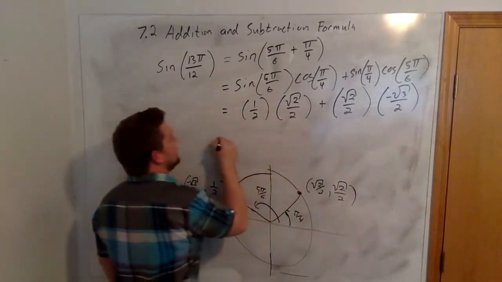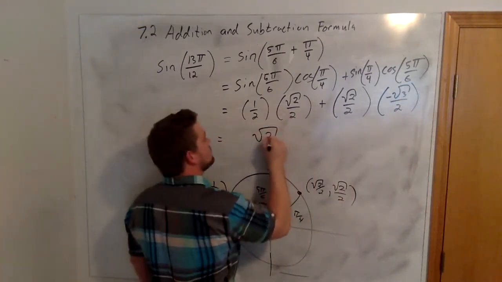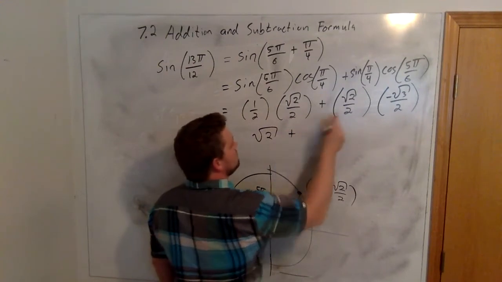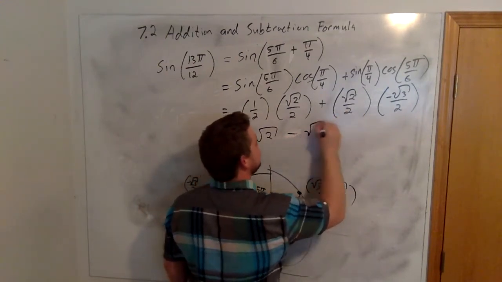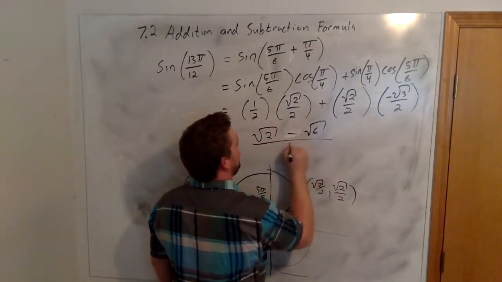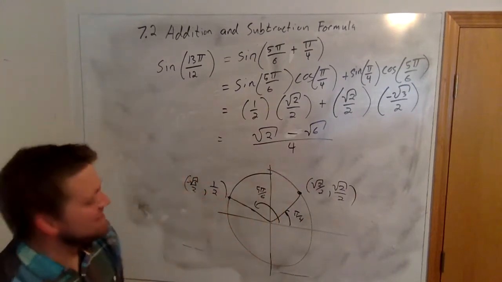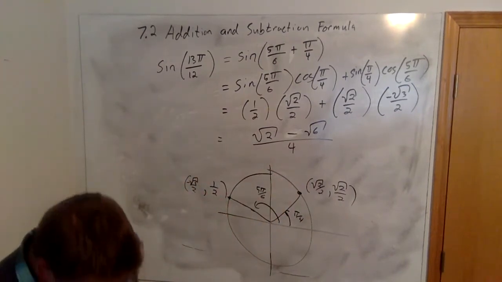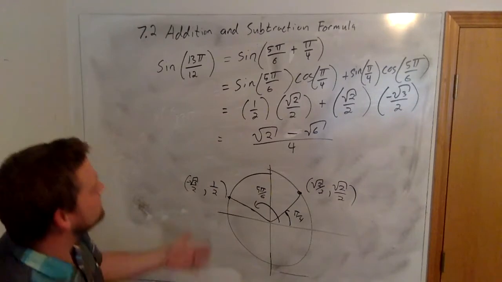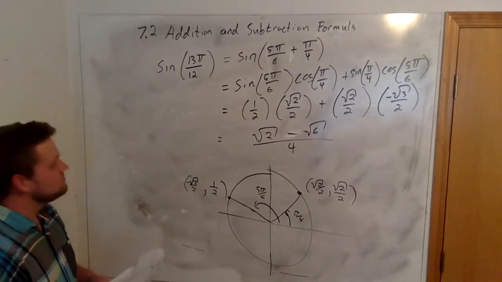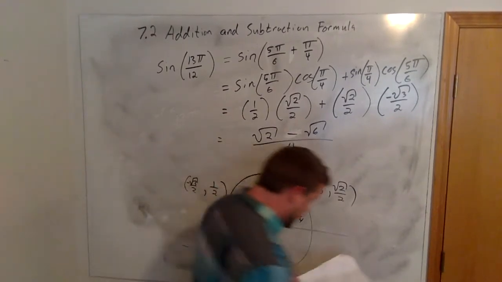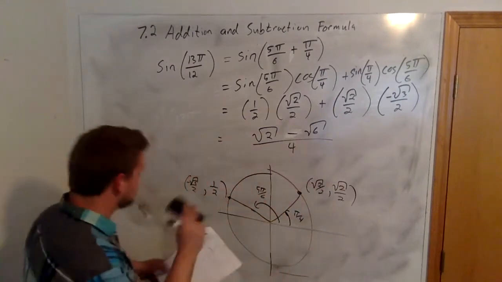Okay, so what do we get here? This is the same thing as root 2 over 4 minus root 6, and it'll all be over 4. The same answer. Isn't that sweet? Okay, so it works this way too. Fun. All right, let's do another one. I'm going to go ahead and erase what I have here.